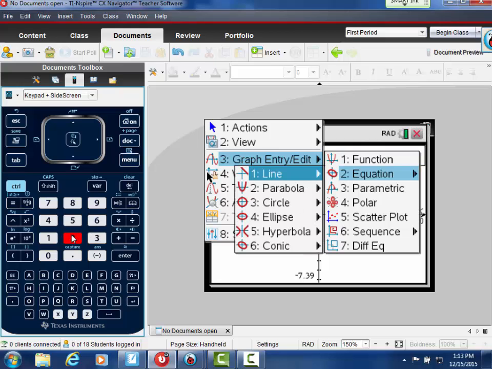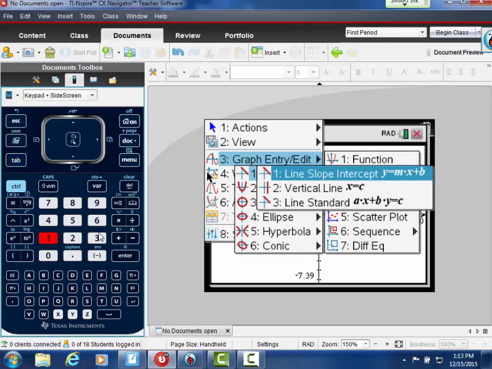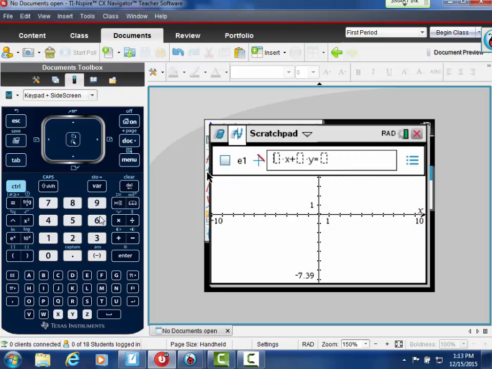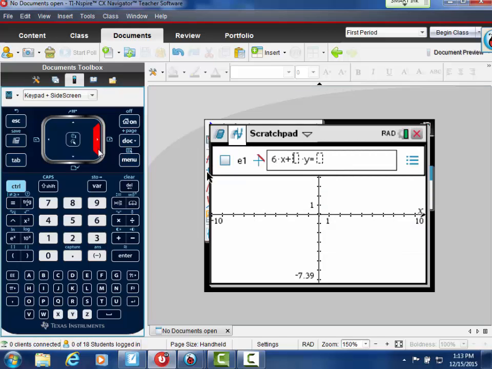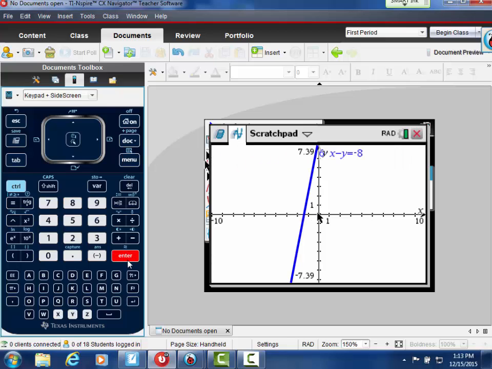2 for equation, 1 for line, and 3 for standard form. And then I can input my coefficients. There wasn't a 1 there, but it was minus y, so I have to put in -1. And then I had -8, and I hit enter. Okay, and so it's a solution. That means it's a point on the line.